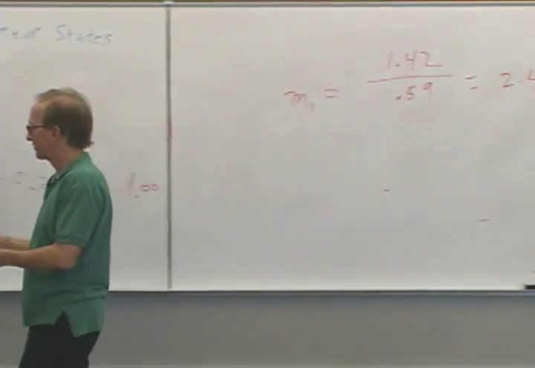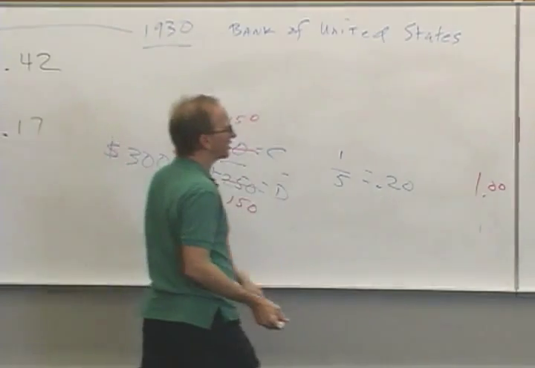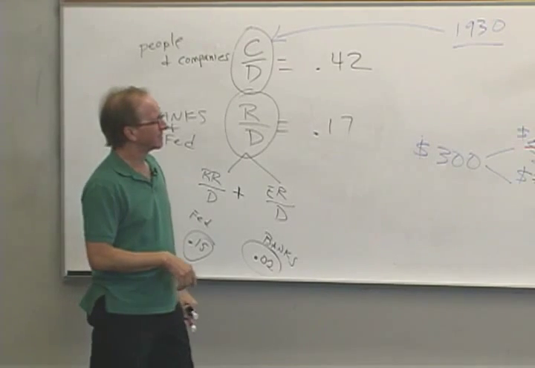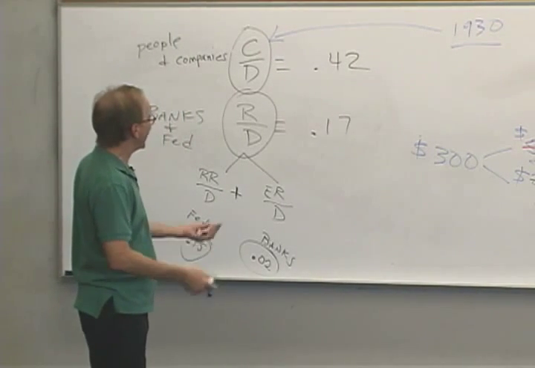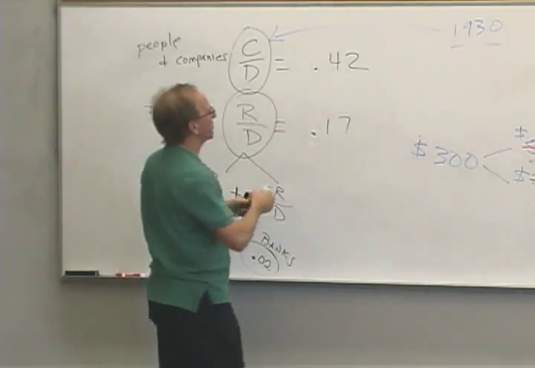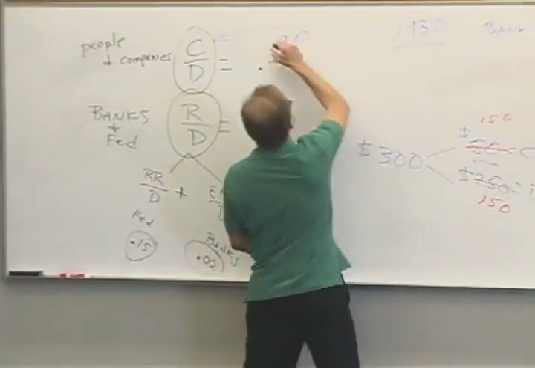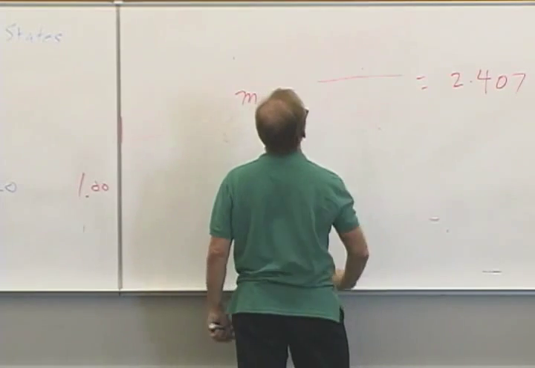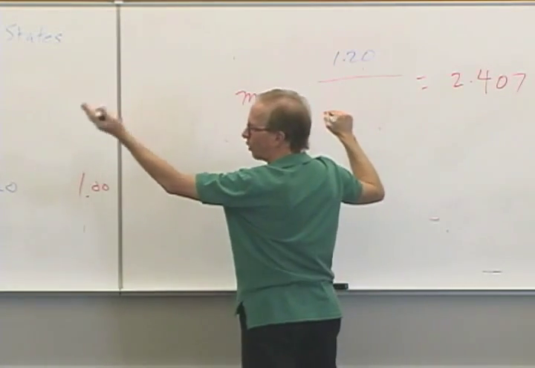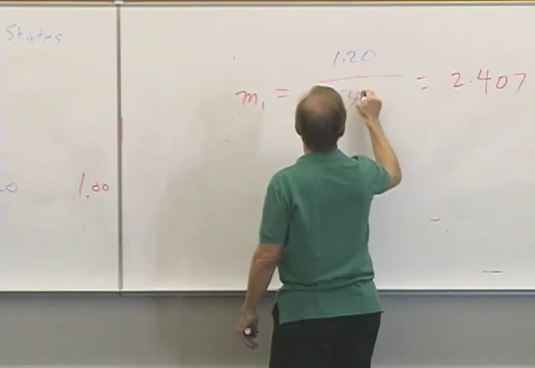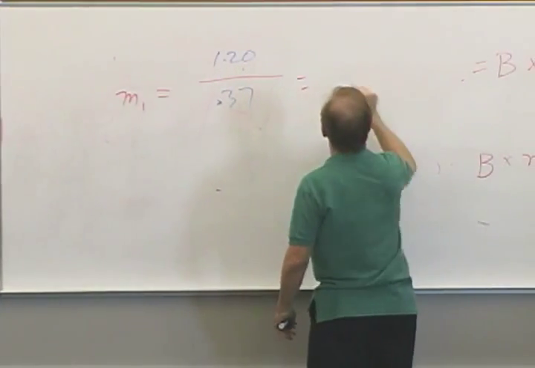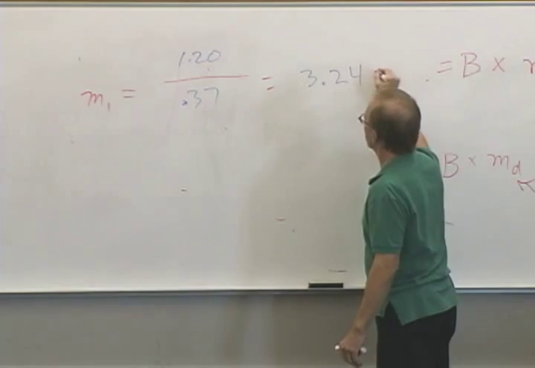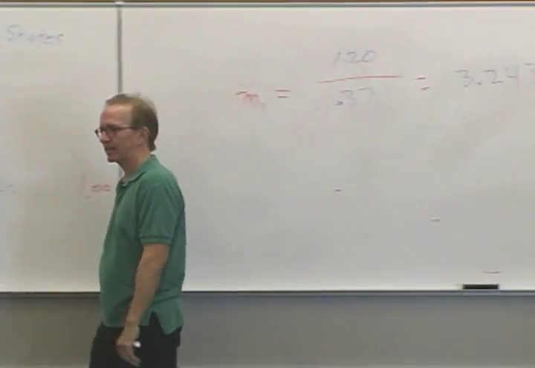That's to begin with. Oh, that won't work because I just used a different number. What am I going to do? The easiest way to do this would be to change this to 0.20. Okay, do a new calculation. 1.20 over 0.37. Is that it? Okay, thank you.